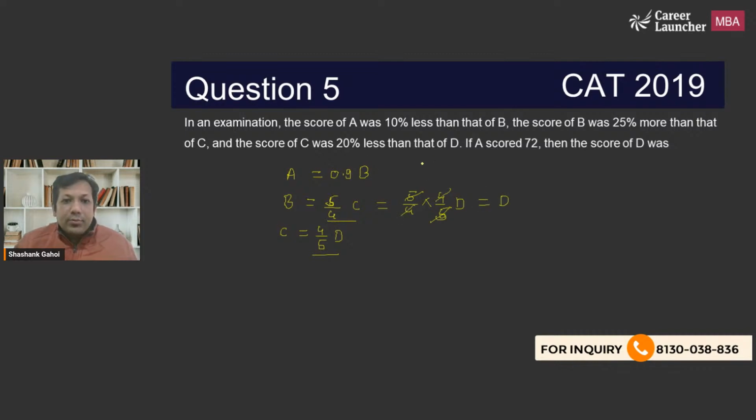Okay. So from the first statement, I can say A is equal to 0.9 of D. Now the question says the score of A is 72. So 72 is equal to 0.9 of D. Remove the decimal, plug a zero, this comes out to be 80. So what is the score of D we are talking about? The score of D is going to be 80 marks.